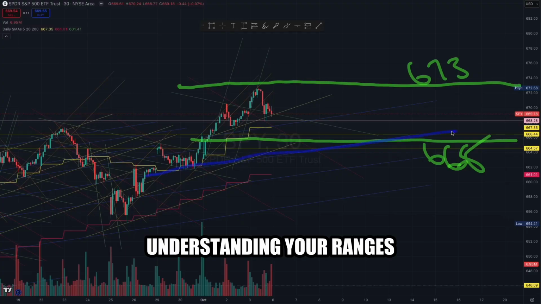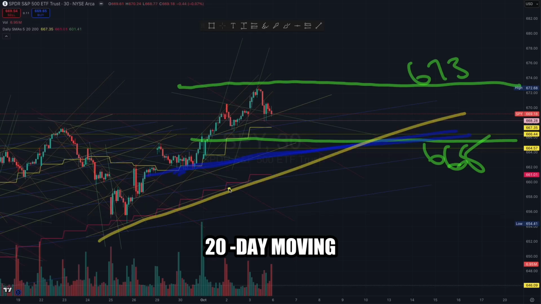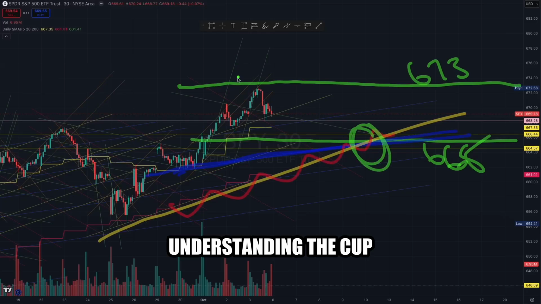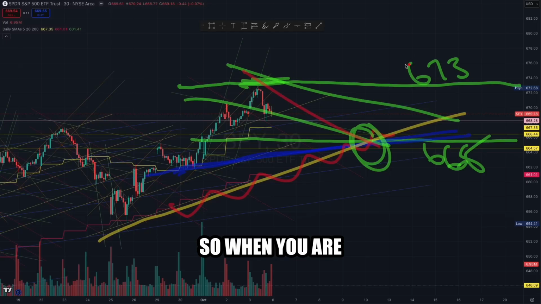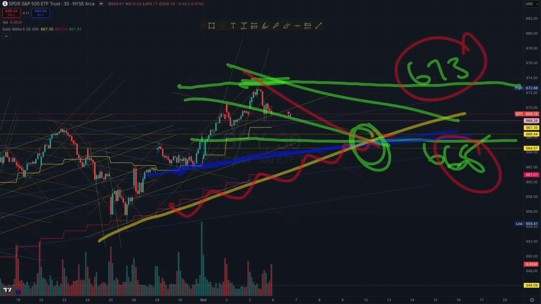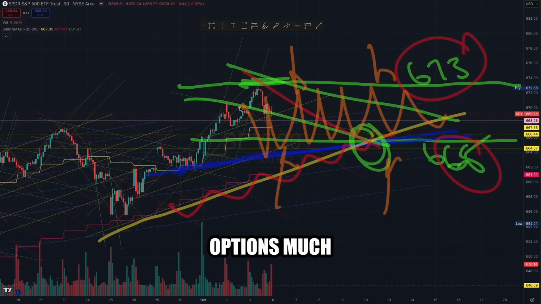So understanding your ranges here and your other range here together with the yellow algorithm and the 20-day moving average, you see how beautiful that can be as well. And understanding the cup close for the green algorithm here, as well as the magenta right here. So when you are able to identify the liquidity wedges and the expected ranges, you can plan your weekly spreads or how to write your options much better.